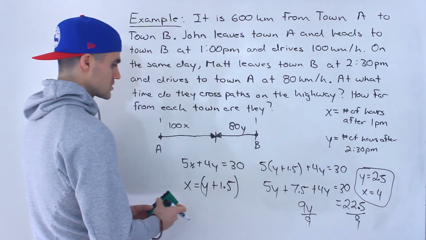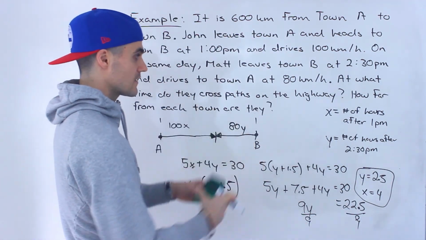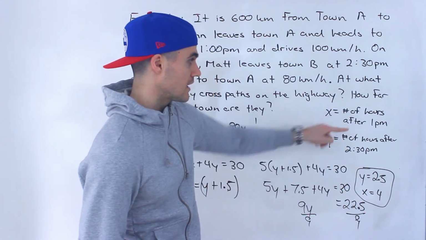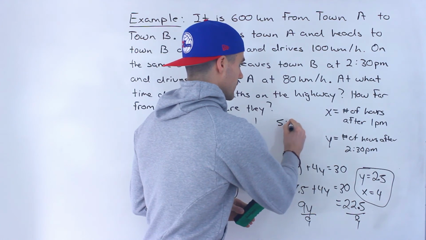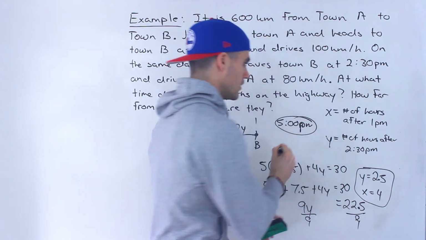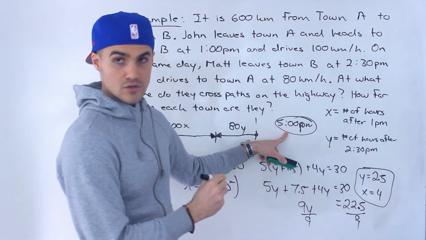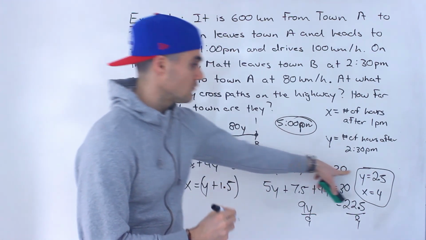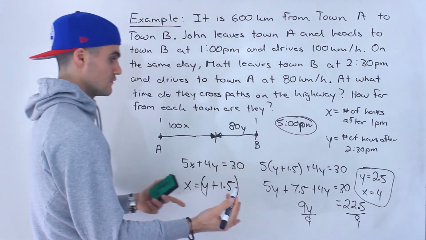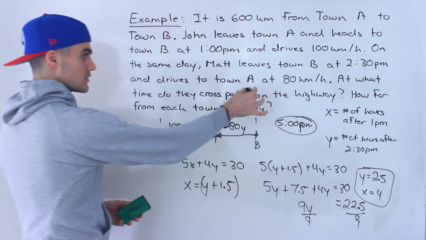And so now we can answer the question, at what time do they cross paths on the highway? Well, x is 4, so 4 hours after 1 p.m., which is 5 p.m. Or 2.5 hours after 2:30 p.m., which is also 5 p.m. So whichever one we plug in, we get that same time of 5 p.m. So that's the answer to the first question.